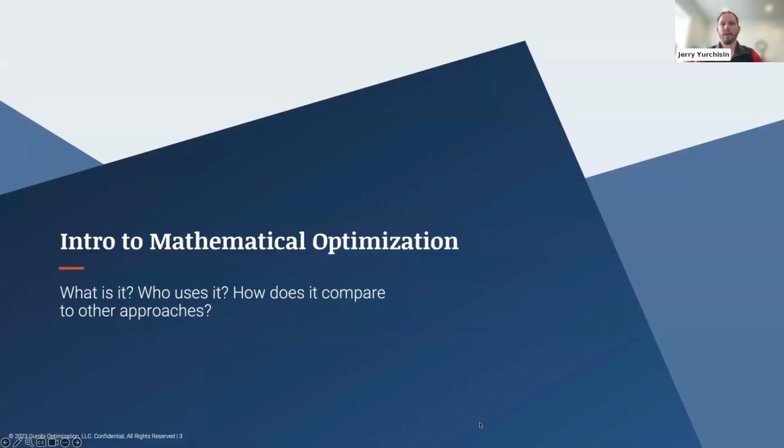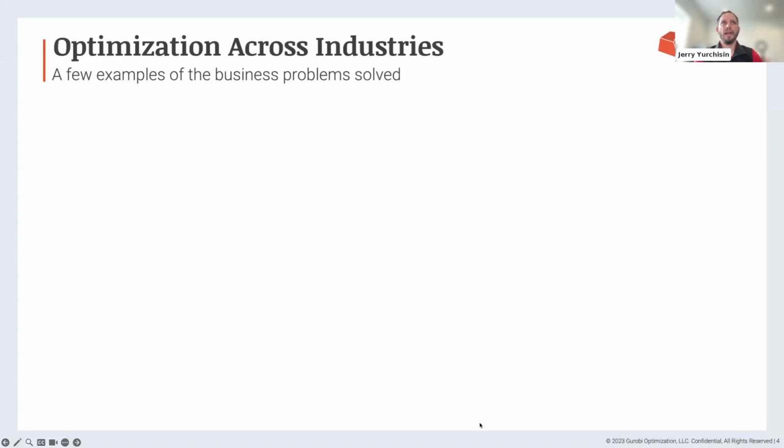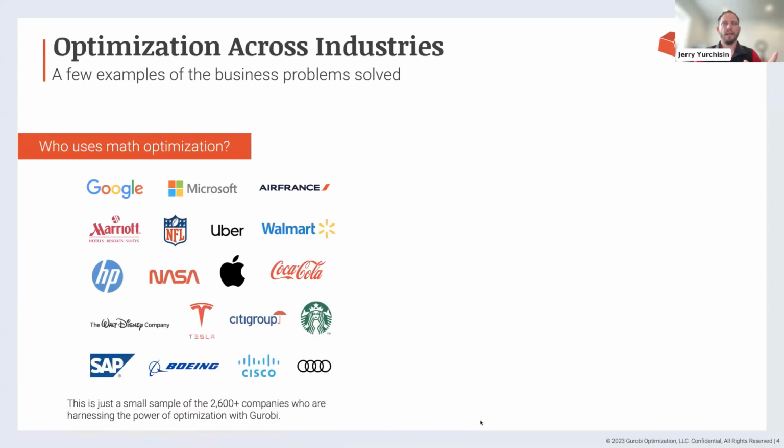Here is our intro to mathematical optimization. What I want to first talk about is, okay, who's using this? Where is it being used? And why is this an important tool for you to be able to help drive decision making? This is a small sample of the customers that use Gurobi specifically. We've worked with over 2,600 companies across over 40 industries. Optimization is actually everywhere, even though you might not see it.